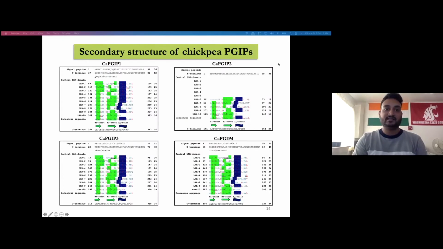So here is a secondary structure of Pgip that shows you the signal peptide and all the leucine-rich repeats present in the protein. As you can see, Pgip1, Pgip3, and Pgip4 have a distinct signal peptide, and for Pgip2 we don't see any signal peptide. Secondly, all the Pgips except Pgip2 have 10 distinct leucine-rich repeats, which is the crucial feature that makes it a Pgip. But we can see Pgip2 lacks almost 50% of its leucine-rich repeats.